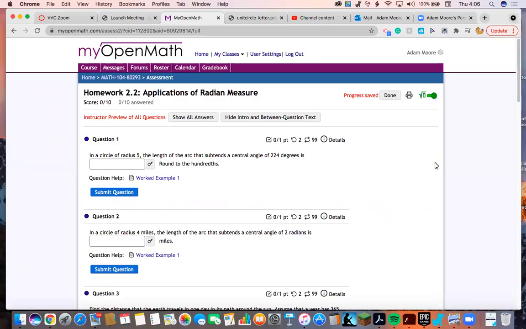Okay, 2.2, here's my take. We have a say on number 1 here. Circle of radius 5, length of the arc that subtends a central angle of 224 degrees is... And so here's what I'm thinking about that.